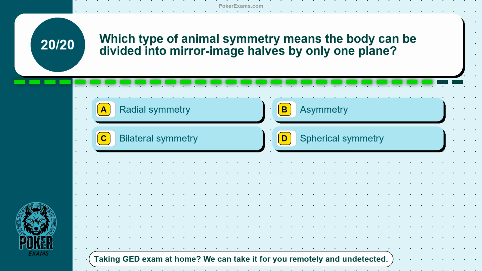Question 20. Which type of animal symmetry means the body can be divided into mirror image halves by only one plane? Option A, radial symmetry. Option B, asymmetry. Option C, bilateral symmetry. Option D, spherical symmetry.